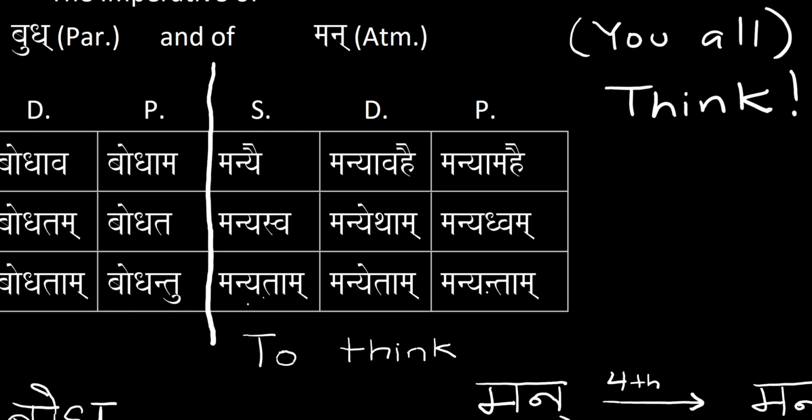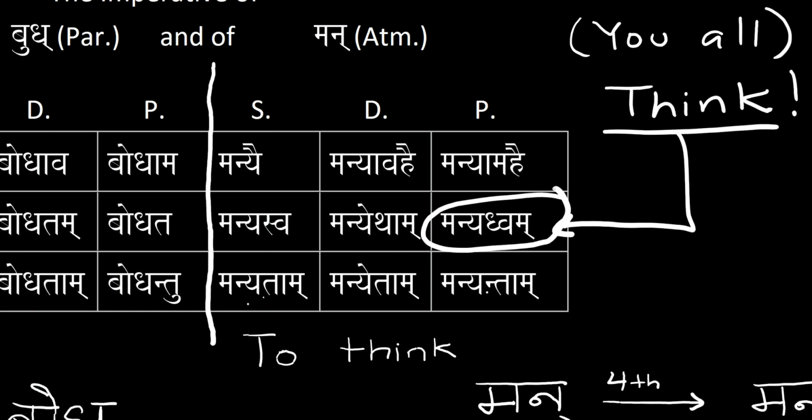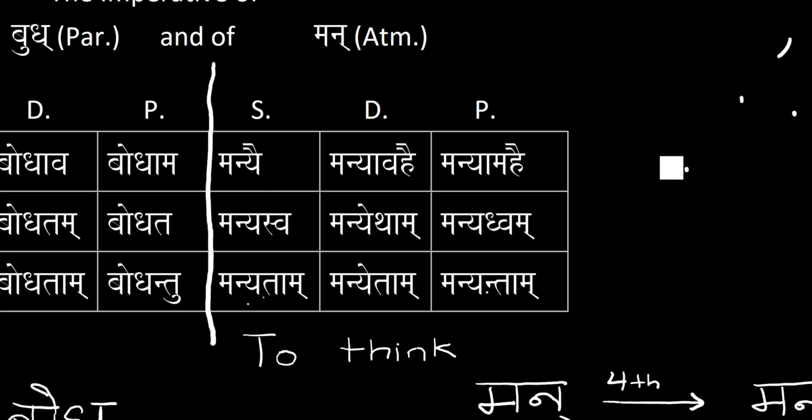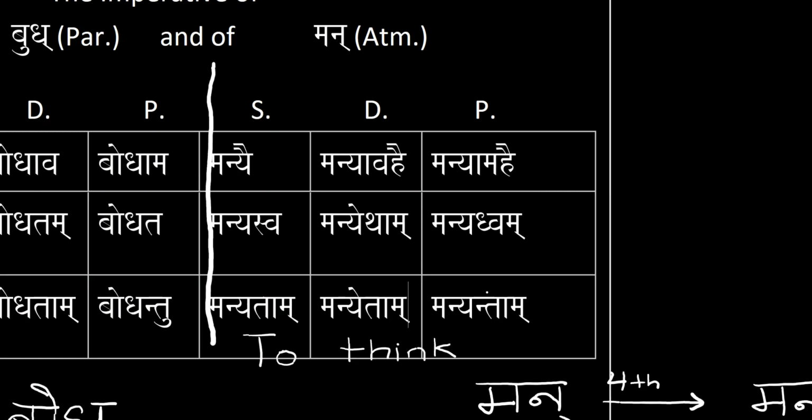So as your instructor, if I wanted to give you all a command to say you all think, what I would want to use is manyadwam. I would speak to you guys and say manyadwam, you all think, or think, if I'm talking to more than one of you. So that's how you would use the imperative mood.